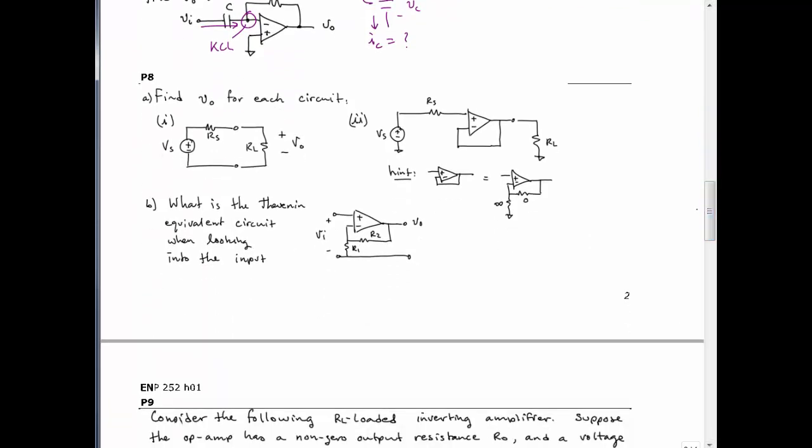Problem 8. You have two circuits here, one not involving an op-amp. This is a very simple circuit that you could solve early on in your circuits class. And then the second one involves an op-amp. They look very much the same. The point of this exercise is that we have in both circuits a voltage source Vs and a load resistance RL, and we're interested in the voltage that we deliver to RL.